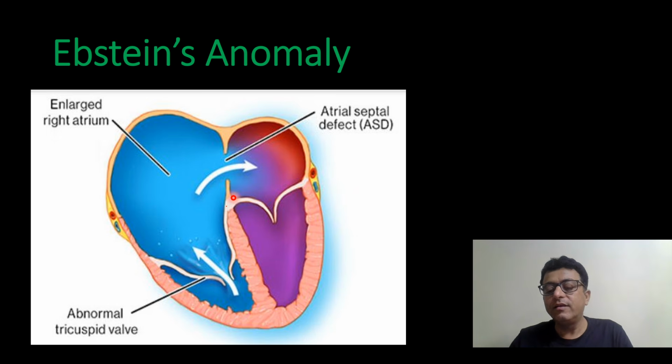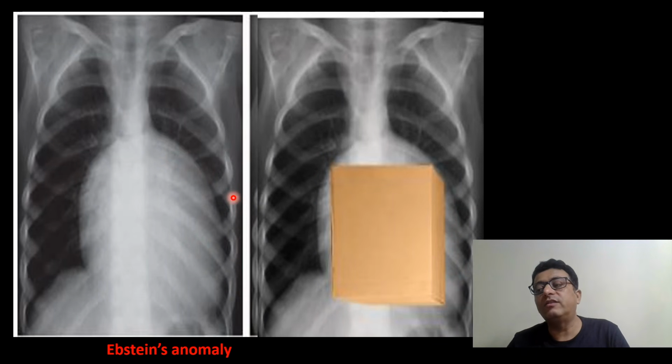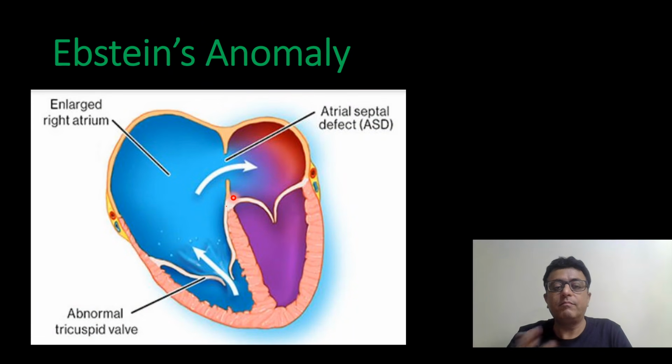When the RA is dilated, this is the picture on X-ray. This is box shaped heart, present in Epstein anomaly. Why is this present? Because the RA is hugely dilated. Two classical ECG findings in Epstein anomaly, anybody? Yes, you are right: WPW syndrome and associated with Himalayan P wave.